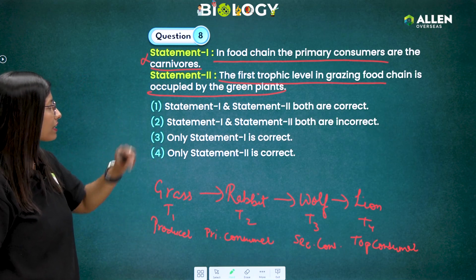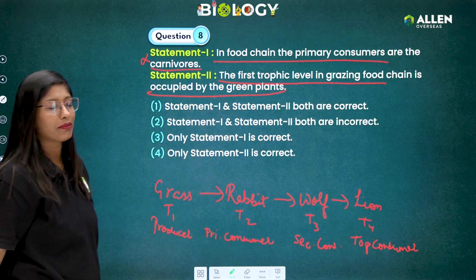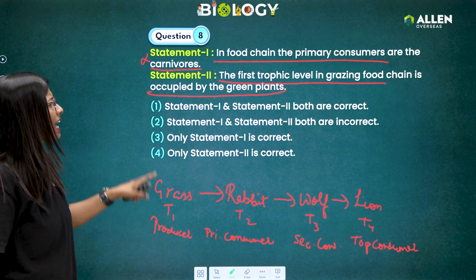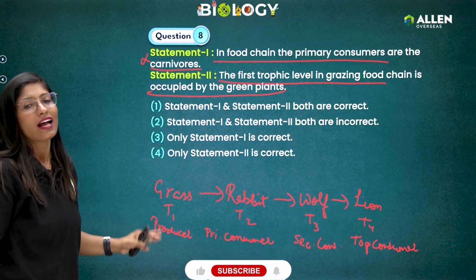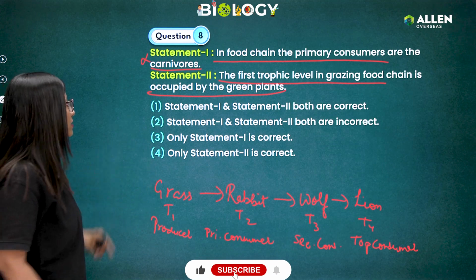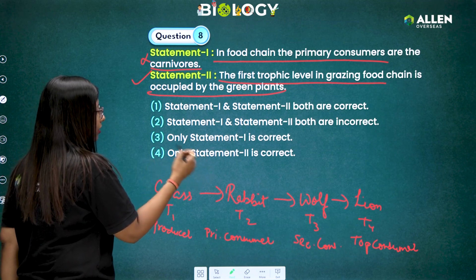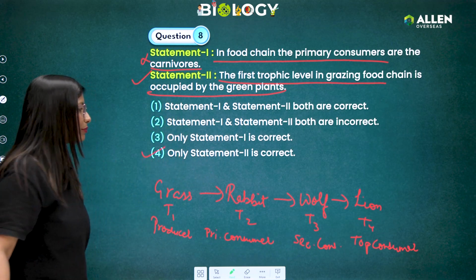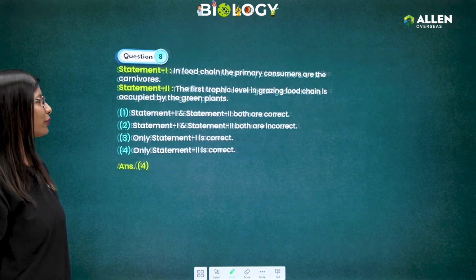Right? Now coming to the second statement, the first trophic level in the grazing food chain is occupied by the green plants. Yes, now grass is a green plant, and in a grazing food chain, it always begins with the producers, and the producers are green plants, right? So yes, this statement is true. So if we'll check for the option, your answer will be option number 4, only statement 2 is correct. Clear? Okay. Now moving to the next question.